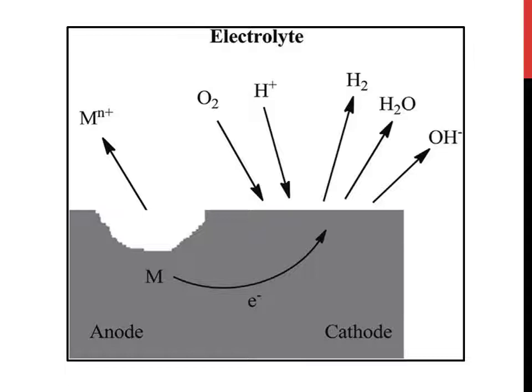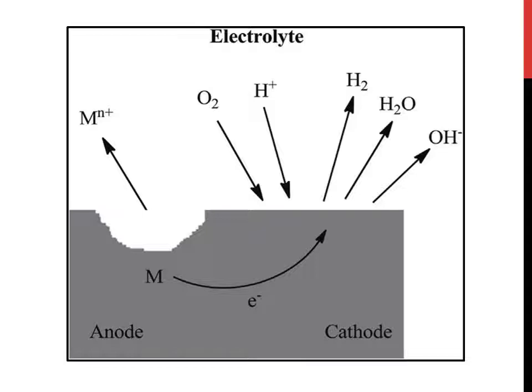The reaction at the cathodic area may depend on the presence of oxygen or the availability of H+ ions. In the presence of oxygen, what happens? It involves the absorption of oxygen, and finally the oxygen undergoes reduction to give hydroxyl ions.